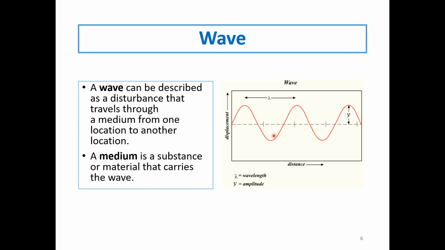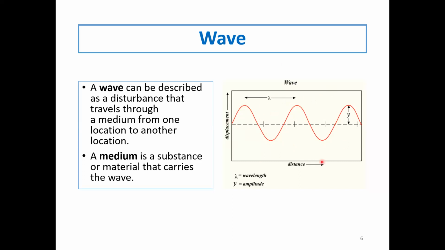So lambda is the wavelength. This y is the amplitude. Lambda is the wavelength. Wavelength is the difference between two successive maximum points or the difference between two successive minimum points. This is the wavelength. This is also wavelength. But this difference is measured as the wavelength.